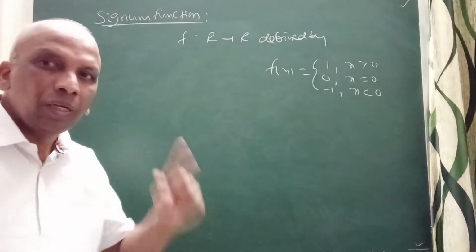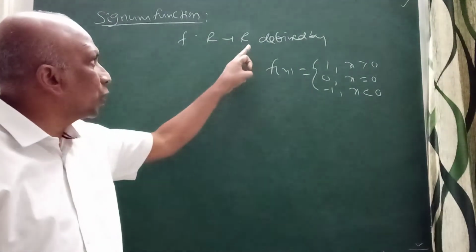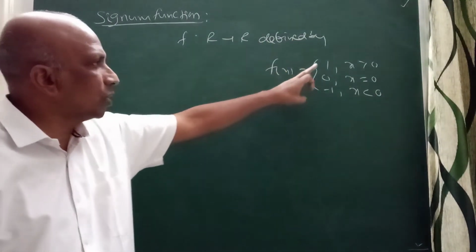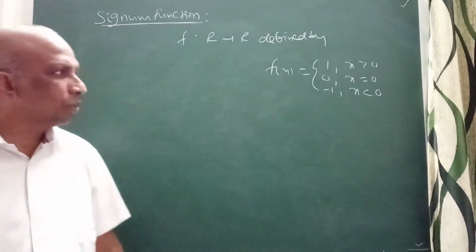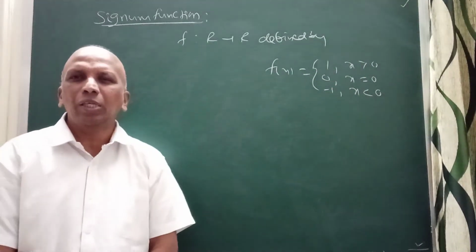I will repeat the definition. The function f from R to R defined by f of x is equal to 1 when x is greater than 0, equal to 0 when x equal to 0, minus 1 when x is less than 0.